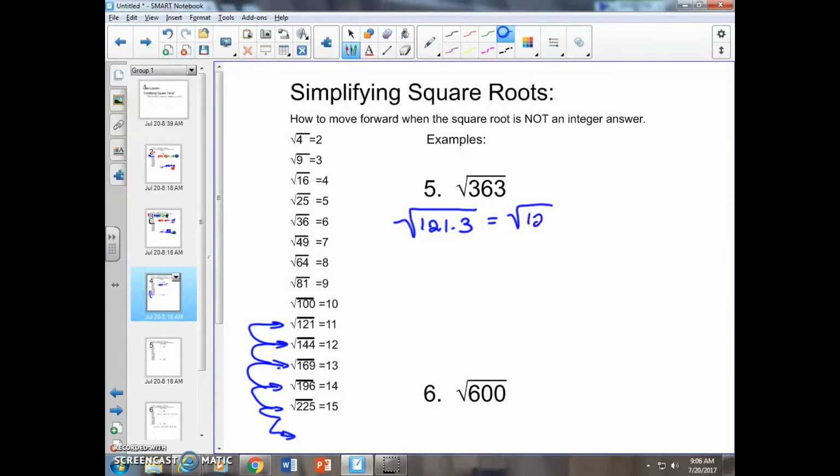We will separate them. Square root of 121 is 11. So 11 square root of 3.